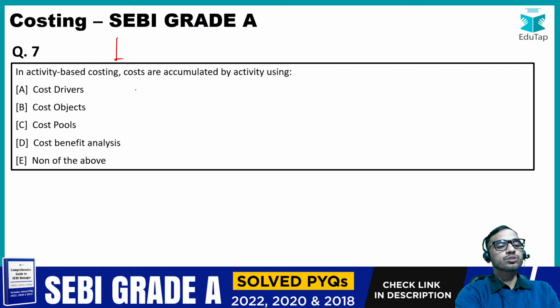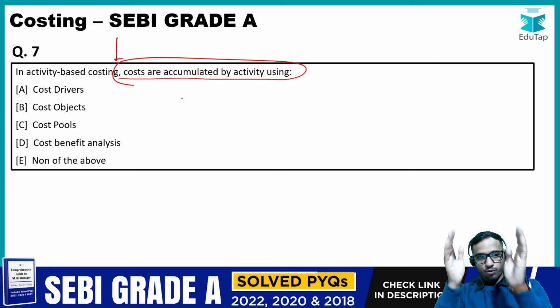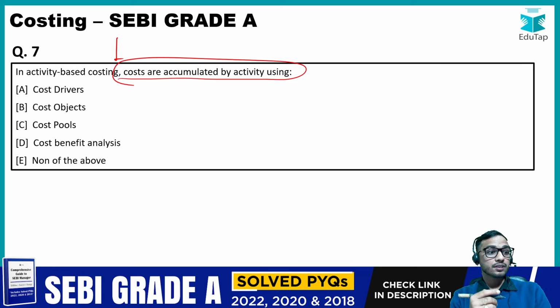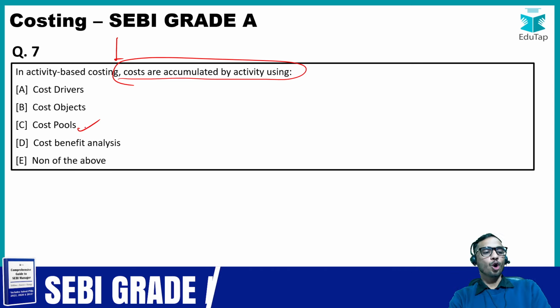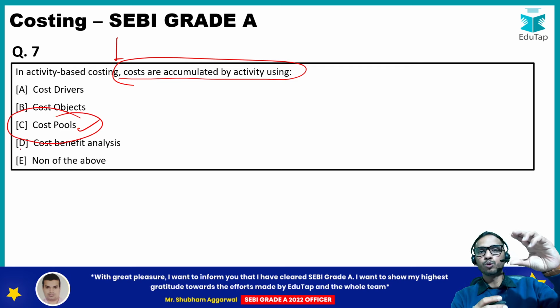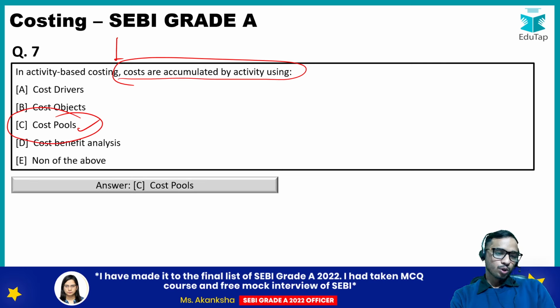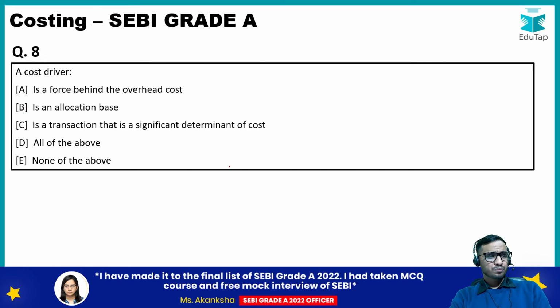In activity based costing, costs are accumulated by activity using what? We studied this: by using cost pools. By activity using cost pools, right? Cost pools are the pools of cost for a particular activity. Remember? Okay. So option number C is the correct answer here.